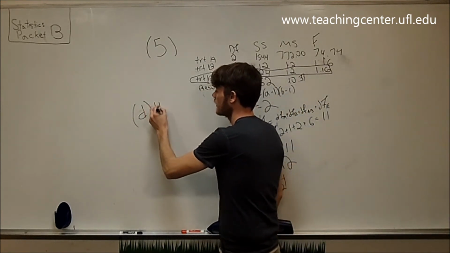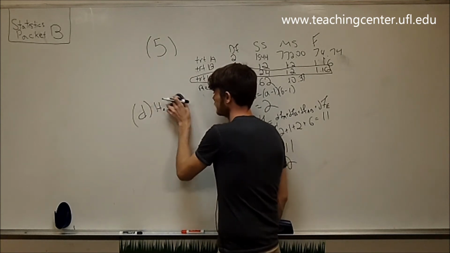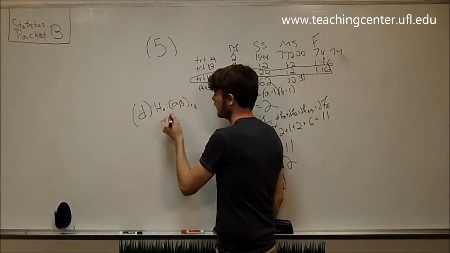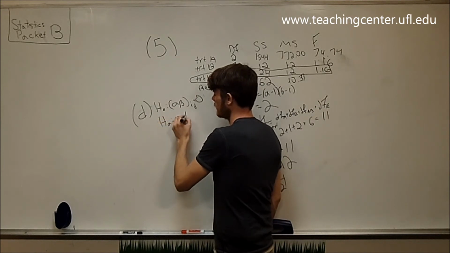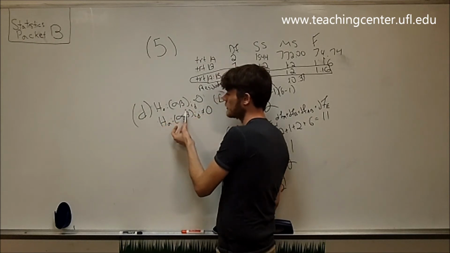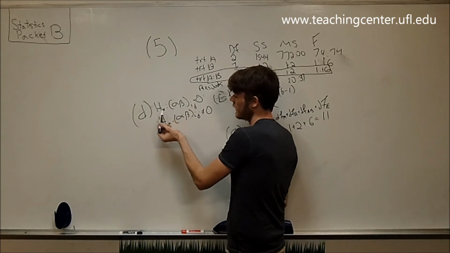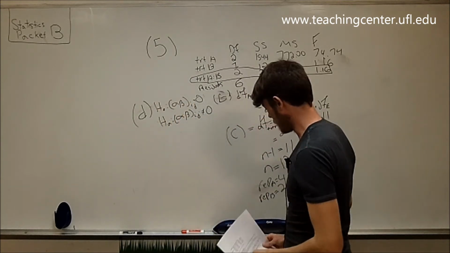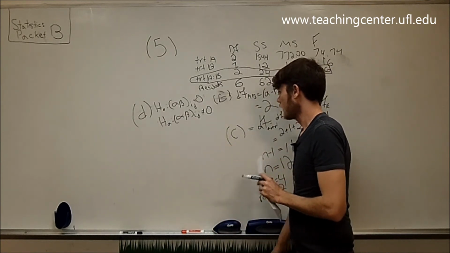We want to see if alpha beta equals 0, versus alpha beta does not equal 0 for some ij. So alpha beta is 0 for all ij combinations, versus alpha beta is not 0 for at least one of them. Okay.